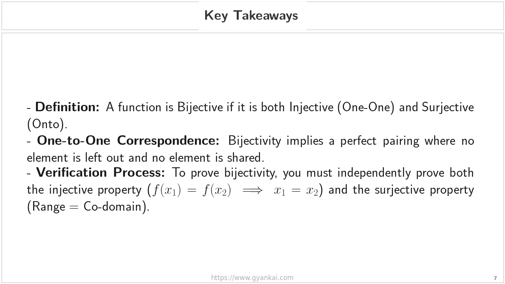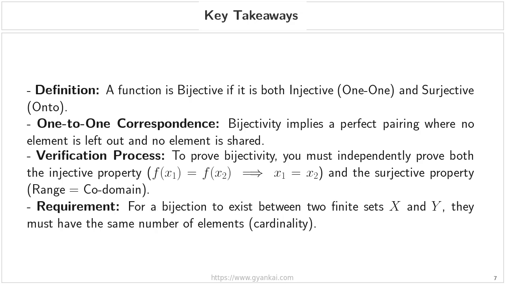Regarding the verification process, remember the steps we applied in our mathematical example. To formally prove that a function is bijective, you must independently prove both properties. For the injective property, you must demonstrate that if f of x1 equals f of x2, then it necessarily follows that x1 equals x2. For the surjective property, you must prove that the range of the function is exactly equal to the codomain.